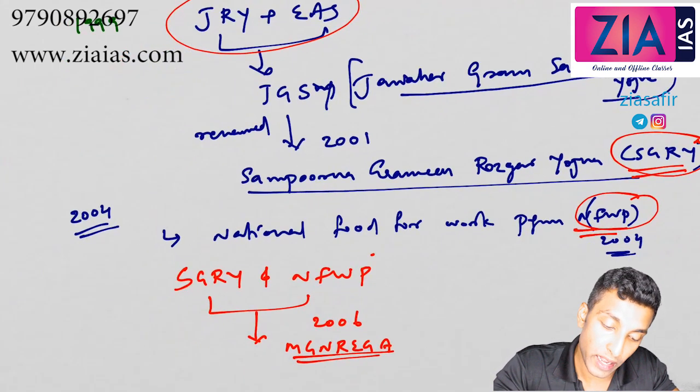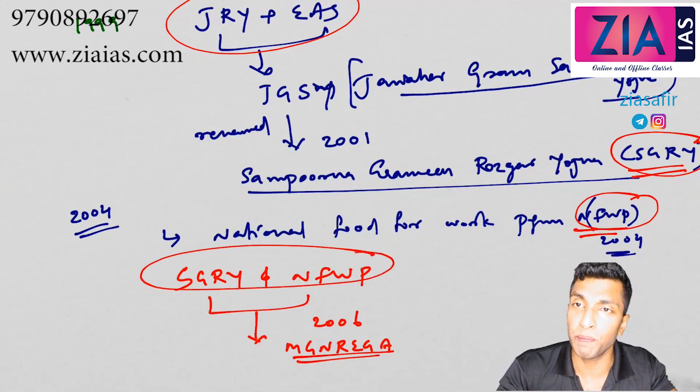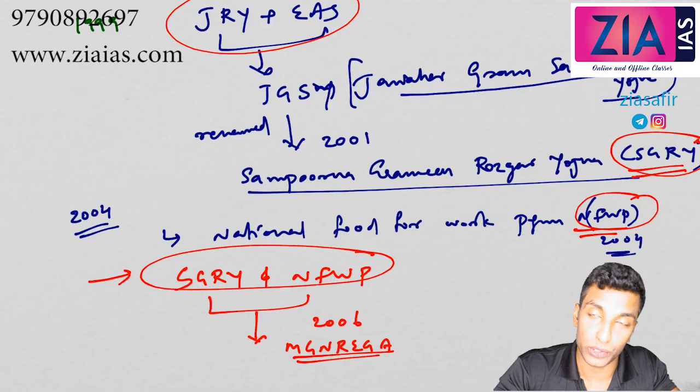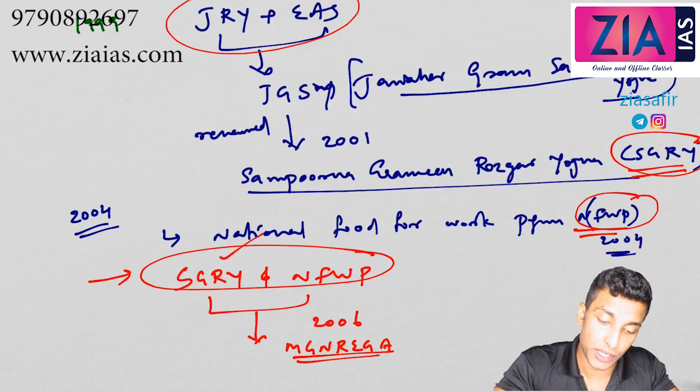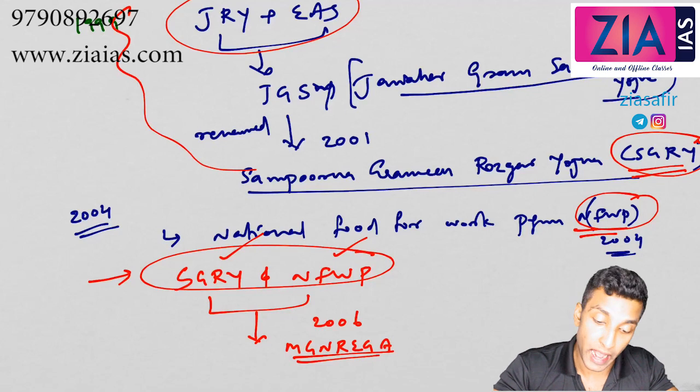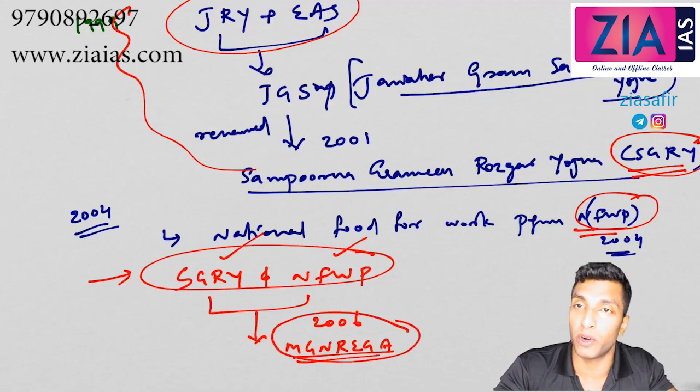Then SGRY and the National Food for Work Program merged into MGNREGA. At the maximum, you need to remember these two also, because if the question is asked about which two schemes were merged into MGNREGA, you should be in a position to tell this. You don't need to go behind all those things that we have discussed. And you need to definitely know about the provisions of MGNREGA in detail.